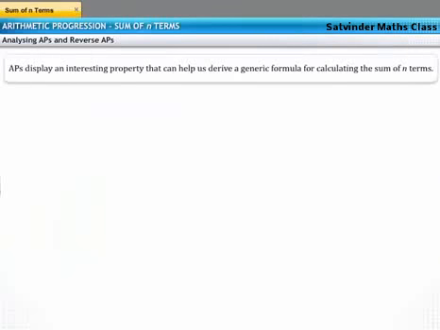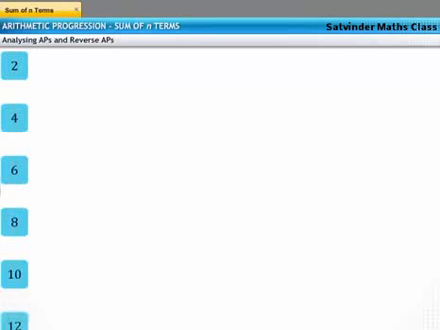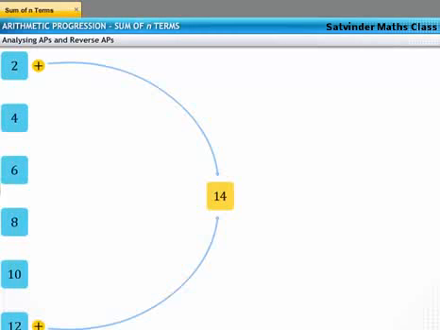APs display an interesting property that can help us derive a generic formula for calculating the sum of n terms. Take an example of a sequence of numbers 2, 4, 6, 8, 10, and 12. If you add the first term 2 to the last term 12 in the sequence, the sum of the two terms equals 14. Similarly, if you add the second term to the fifth term and the third term to the fourth term, you get 4 plus 10 equals 14.